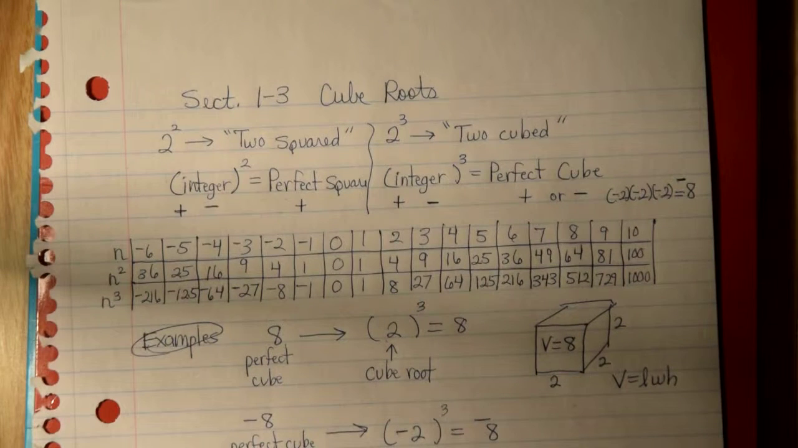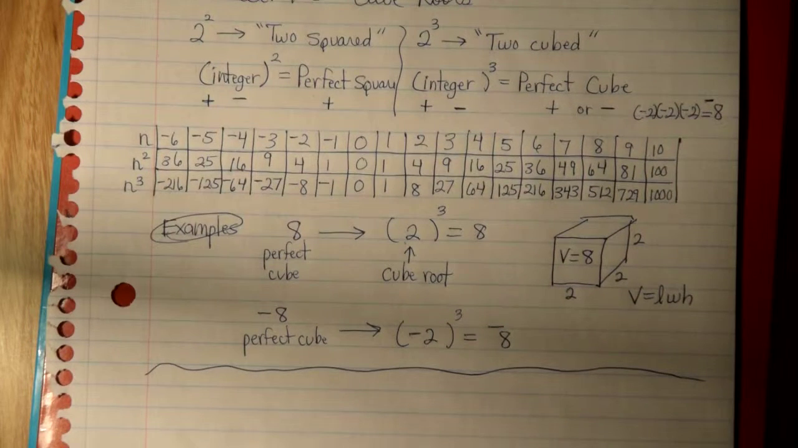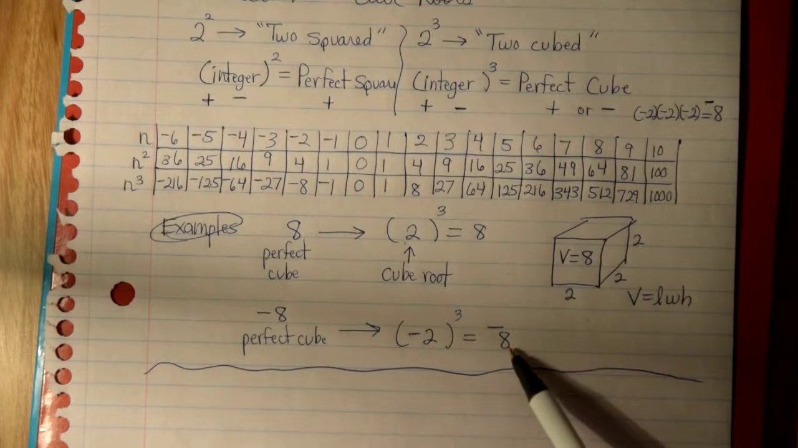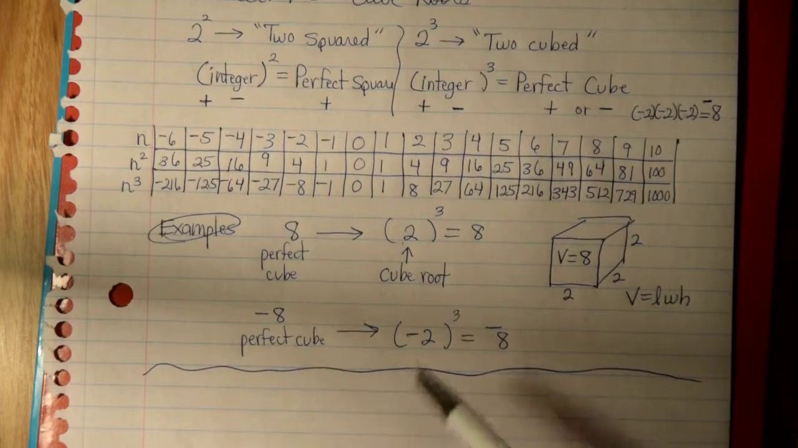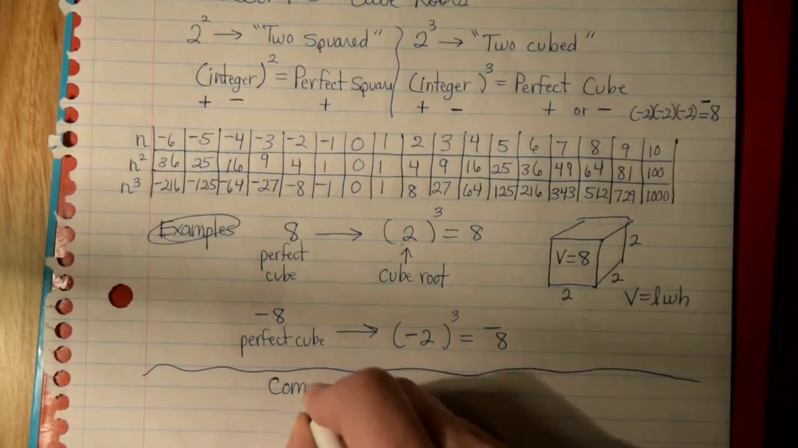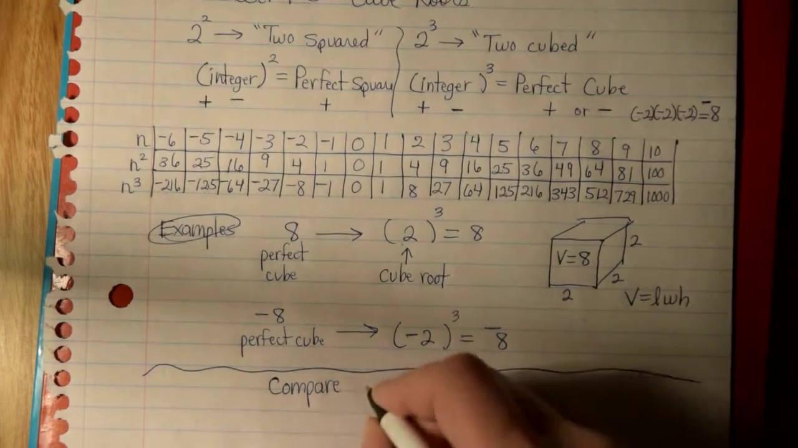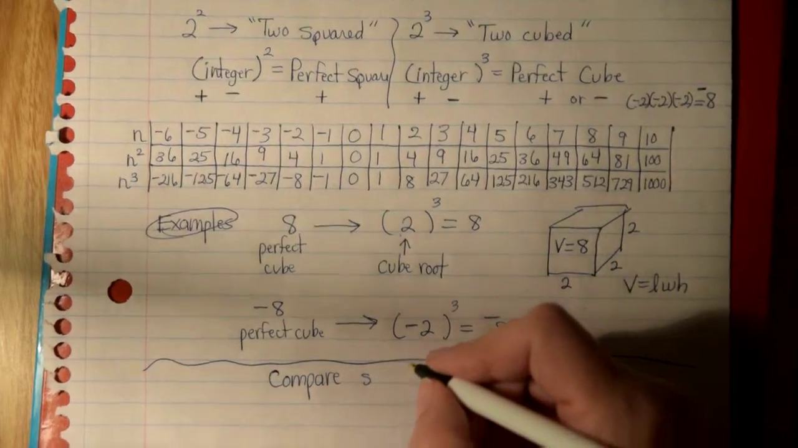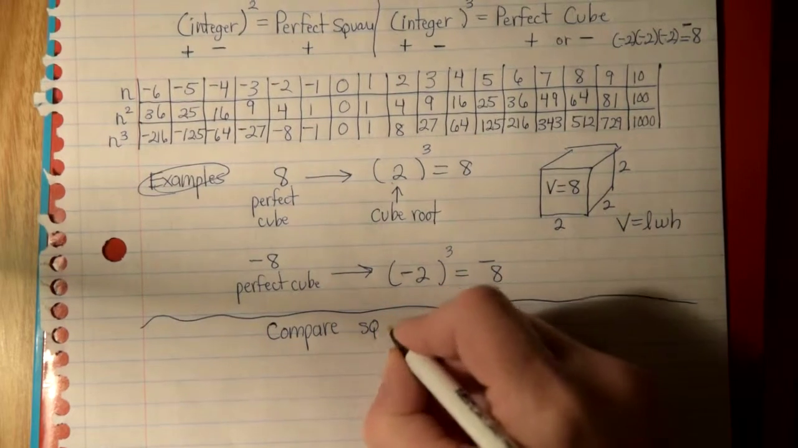So I want to compare, am I off? Can you still see this? Oops. There you go. You weren't able to see that. On this one, so negative 2 cubed is negative 8, and negative 8 is a perfect cube. Now I want to compare square roots and cube roots.